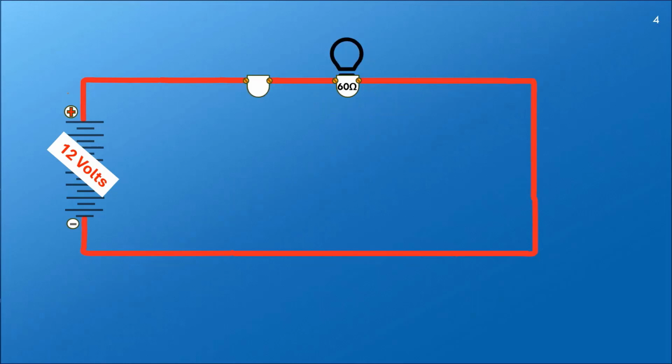There. Here is the new light bulb. Let's screw this one in and find out what happens. Now we see that the light bulbs are not as bright. When one was in, it was this bright. Now they are both dim.